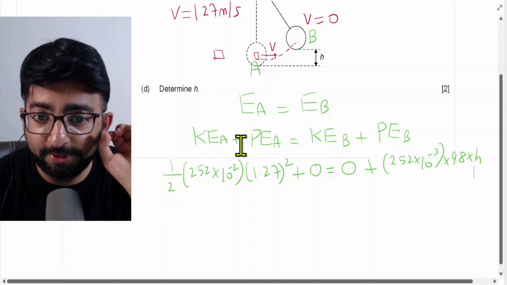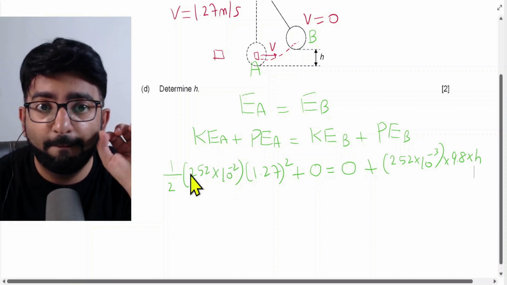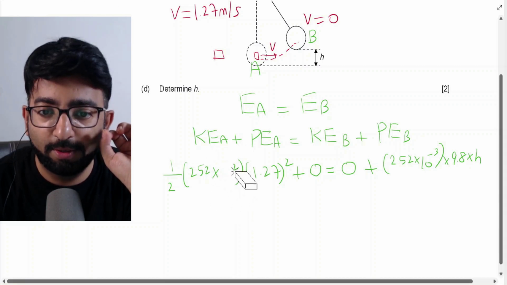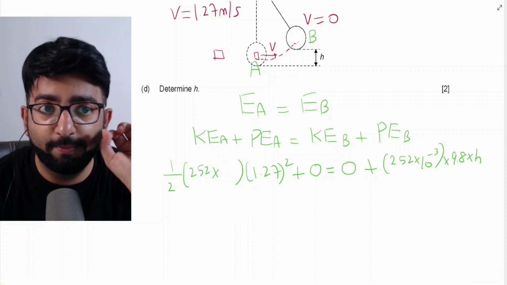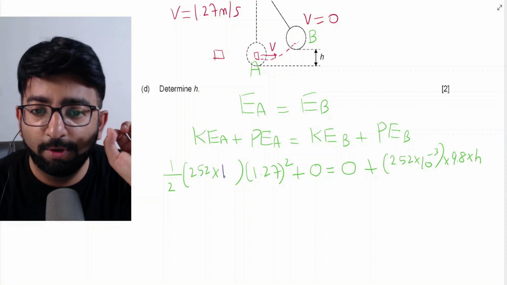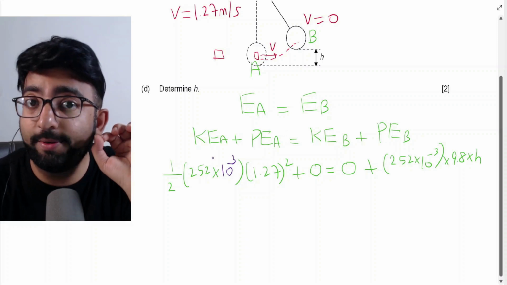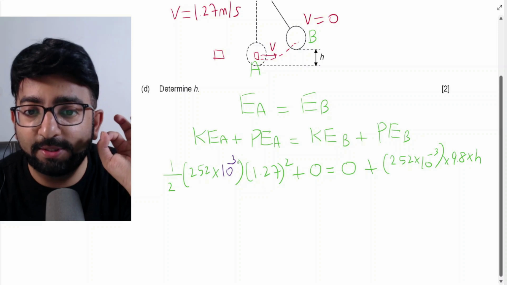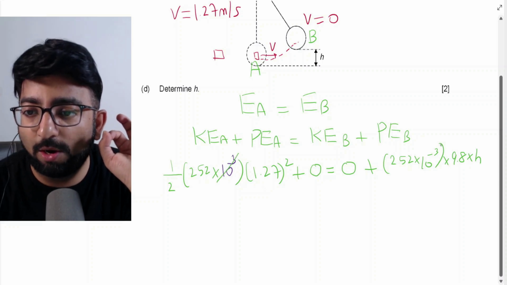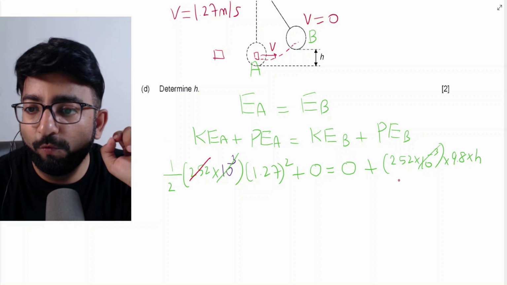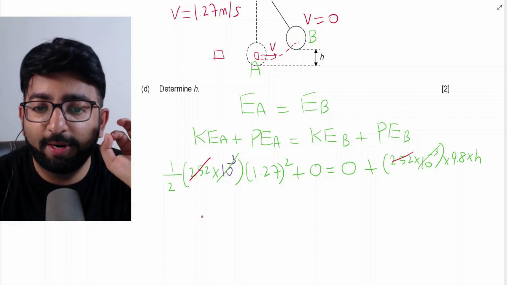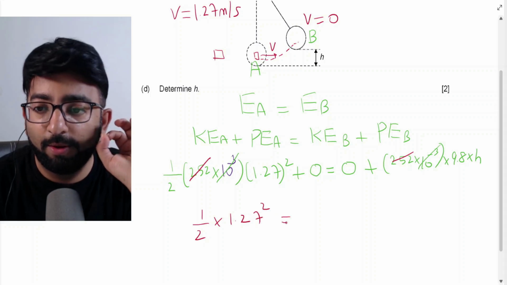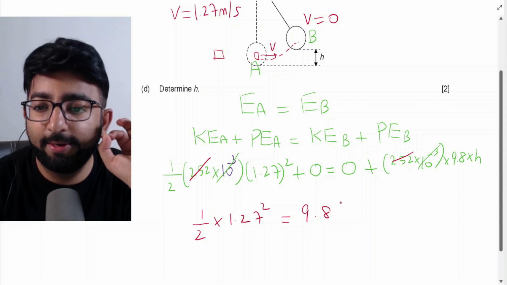So, okay, I have made a small mistake here. This should be 10 to the power minus 3, not 10 to the power minus 2. So, one second, let us correct this. 252 grams, which after conversion will become 252 into 10 to the power minus 3. And now if we simplify this, the 10 to the power minus 3 factor can get cancelled out from both sides. In fact, 252 will also get cancelled out. And now let us write down the expression: half into 1.27 squared will be equal to 9.8 into h.